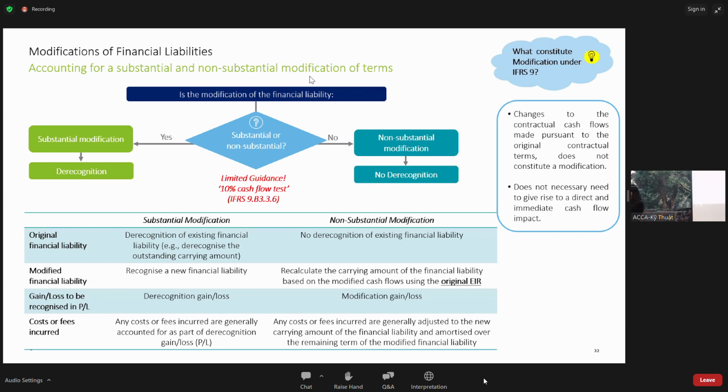Now, we also mentioned in the standard that sometimes a modification does not necessarily need to give rise to a direct and immediate cash flow impact, right? So you might not be required to change the cash flow in the next 12 months, but the terms and conditions that you modify may kick in later, like let's say in year 2 or 3, right? So it is still a modification, although we don't expect to have a change immediately.